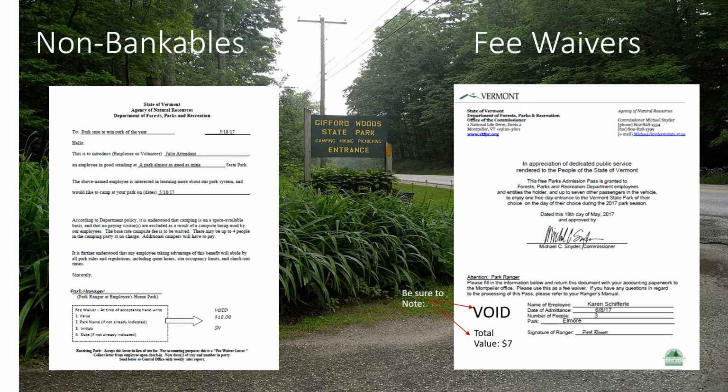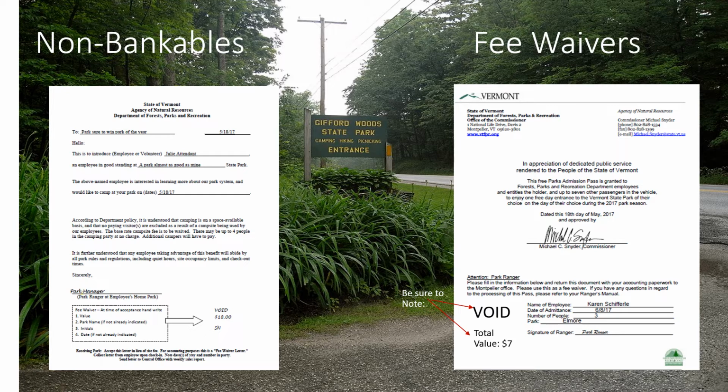The next type of non-bankable that we're going to look at are fee waivers. There are many different types of fee waivers that you'll see throughout the season. They may be for camping, for either trail crew or other seasonal staff. They may be for day use, or there may be customer service courtesy fee waivers that come up throughout the season. Whenever you are waiving fees or making adjustments to fees, you will be required to provide some sort of backup or note as to why those fees were adjusted or waived.